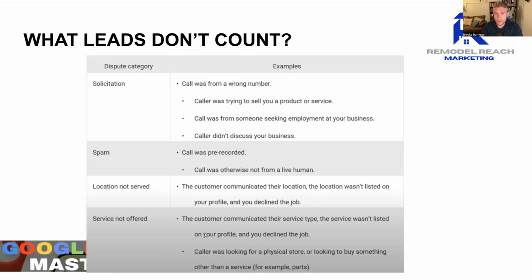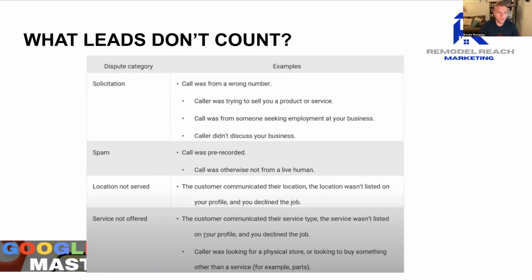You can tell Google that the lead did not count, that the lead was not good and you don't offer that service, and be specific with it, and they will reimburse you the money to continue working with them. Because at the end of the day, we talk about Google and Facebook and how bad their platforms are, and we complain about them and stuff like that.